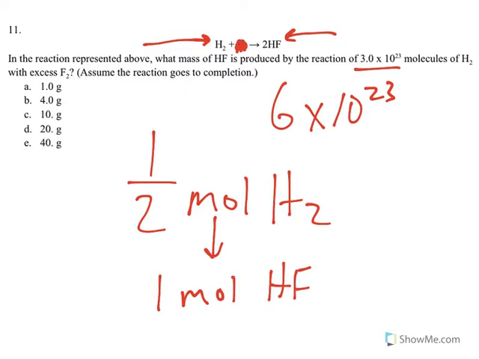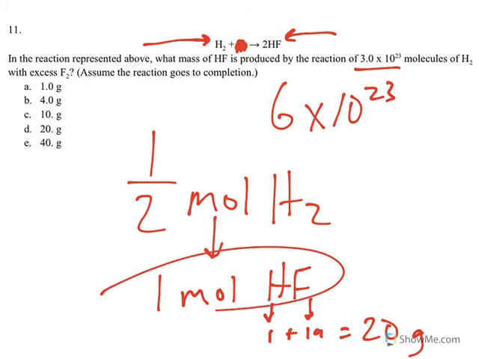So we just need to know what's the molar mass of HF, and we're going to approximate this. Hydrogen's about 1, fluorine's about 19. So this has a molar mass of about 20 grams, and since we're making 1 mole, our mass will be 20 grams.